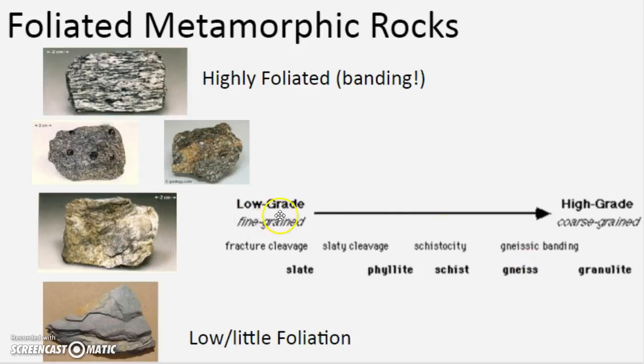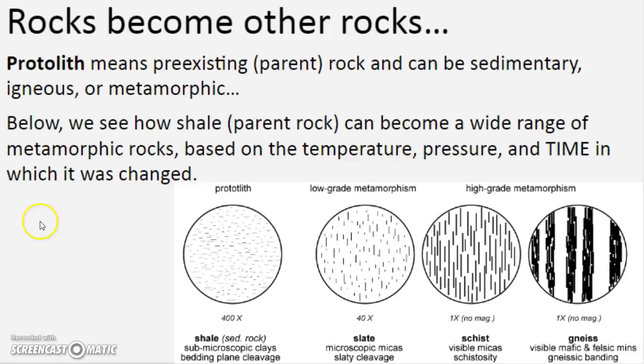And this is just from low grade. These are generally fine grained here. And as we increase in the grade, we increase in the size or the coarseness of the individual mineral grains themselves. So we've come to the conclusion that rocks become other rocks, and the term is protolith. That means pre-existing or parent rock, which can be sedimentary, igneous, or metamorphic. But we can see how shale, the parent rock or the protolith, can become a wide range of metamorphic rocks based on the temperature, pressure, and time in which it was changed.